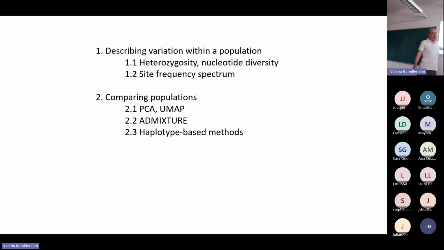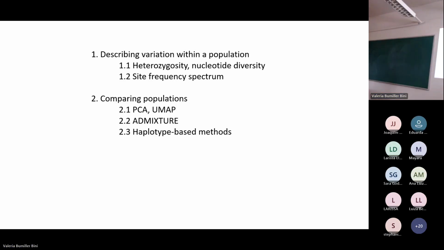Then ADMIXTURE, not the concept, but the program. And then, since there is more information in haplotypes than in single loci, we will see methods that work with haplotypes, and you will see that you can do many different things from data once you take into consideration the haplotype structure rather than single SNPs as one would do in admixture or PCA.